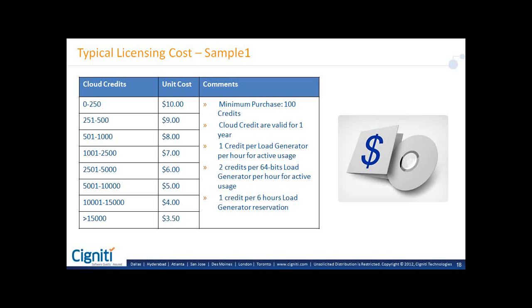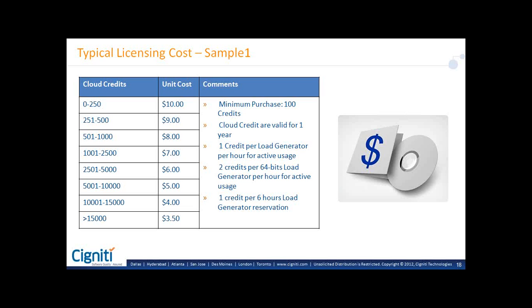I will discuss a simple example in this slide. When we are saying 0 to 250 credits, they are saying that each credit will cost $10. So if you take 250 credits, you are paying around $2,500 to the vendor. Then they give some kind of definition of one credit. Basically, one credit is used when you use one load generator for 1 hour.